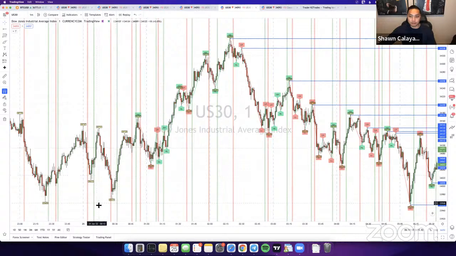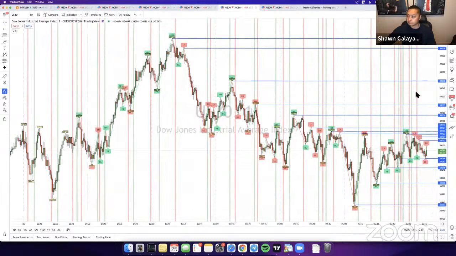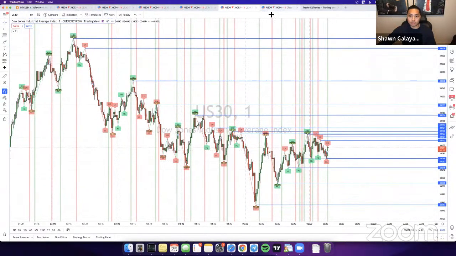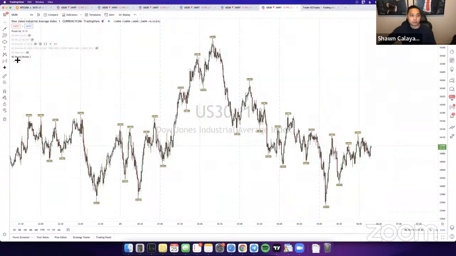See if there's anything else. No, I think that'll be it. All right, so tons of areas of liquidity right here. I'm also going to draw them here on the clean chart.